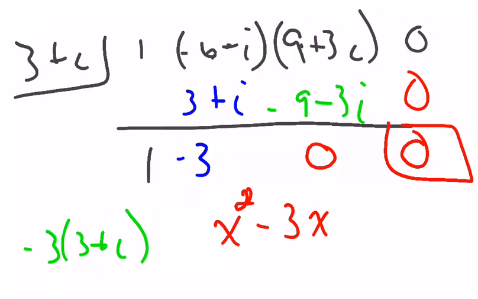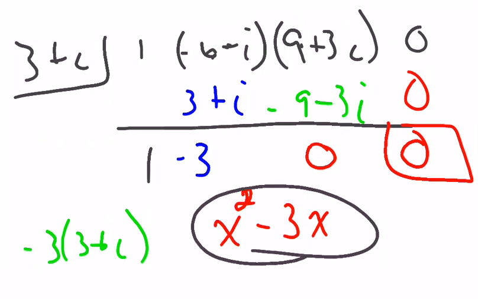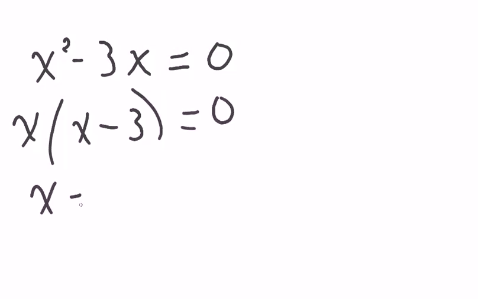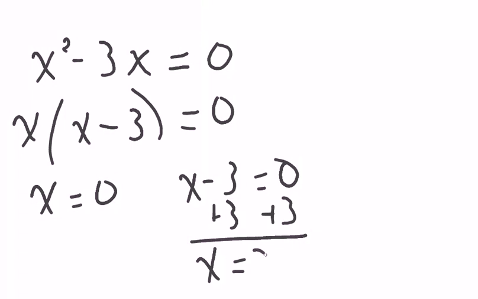Okay? Now, what's cool about this is notice we have broken down our polynomial into something that is very doable to just factor it the way that it sits. So x squared minus 3x, when we set that equal to 0, then we know we can pull an x out of there, and we're left with x minus 3. Set each one equal to 0. x equals 0, x minus 3 equals 0. Add 3 to both sides, x equals 3.